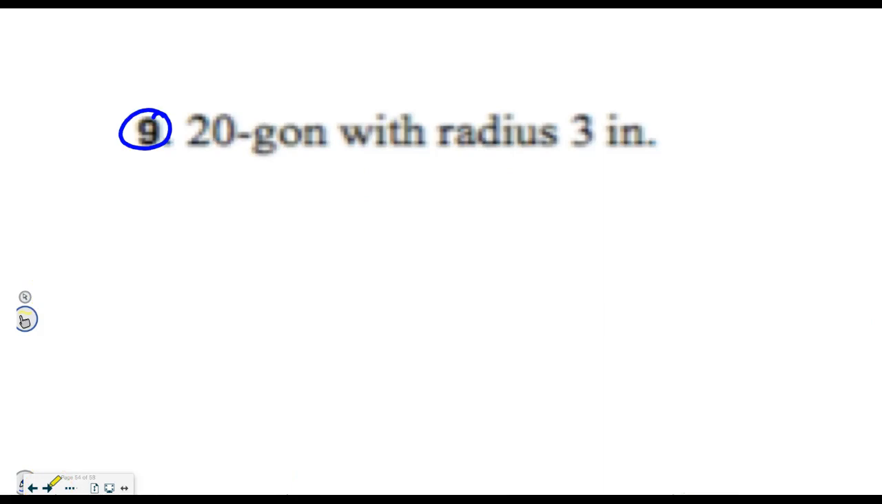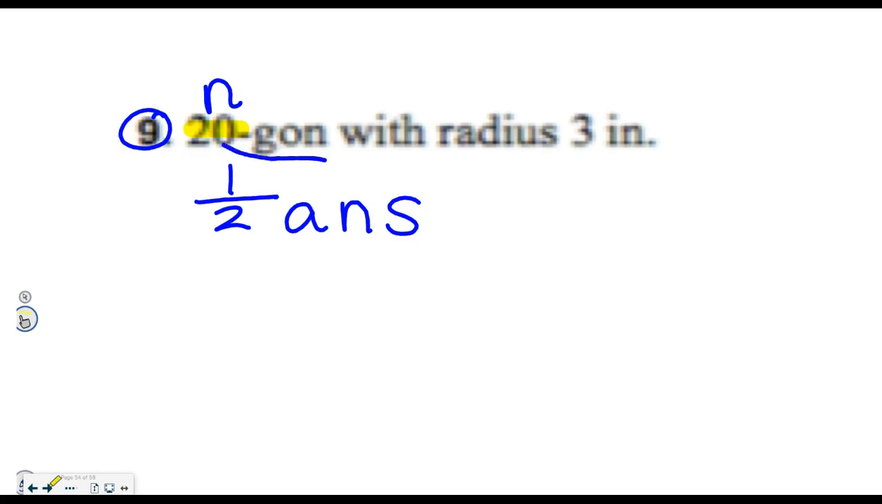This is a 20-gon. So 20-gon means n is 20. If I were you, at home or here, I'd write down the formula, and as we find stuff, I think we should plug it in. Okay, so I've got the n. I'm going to put a 20 right there.